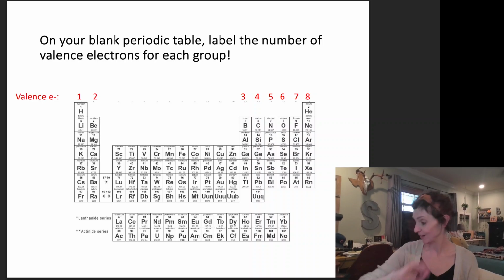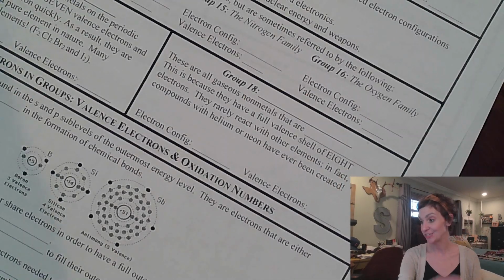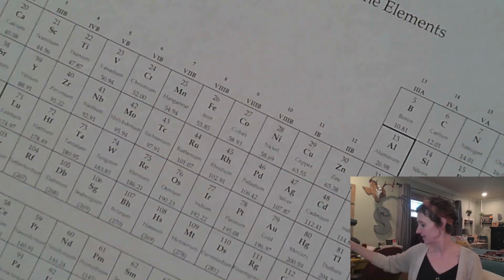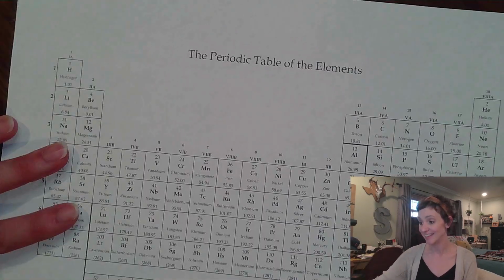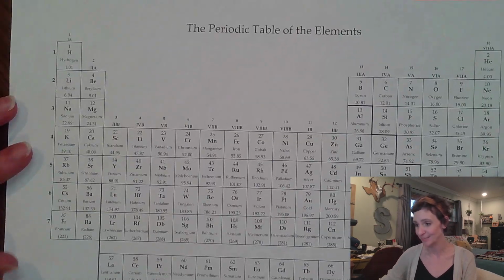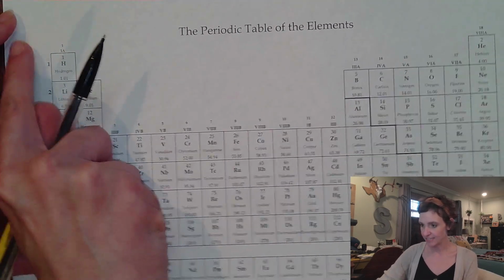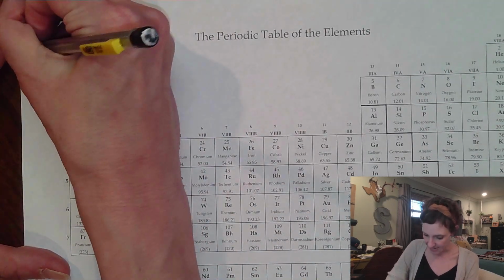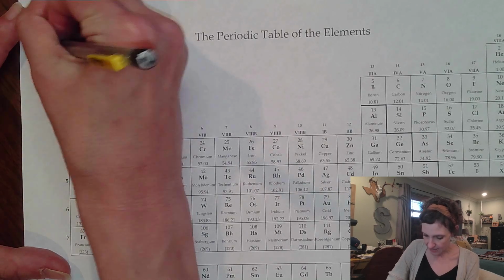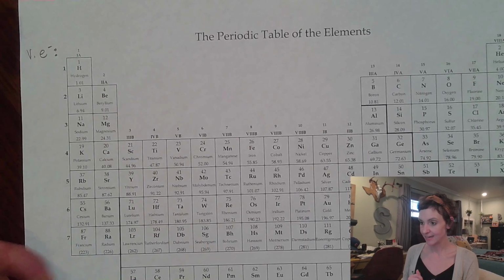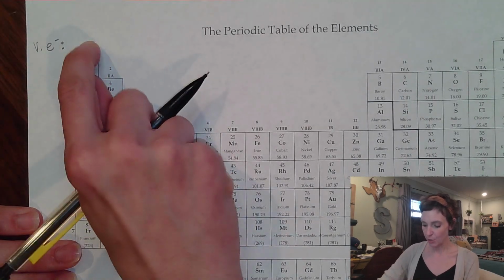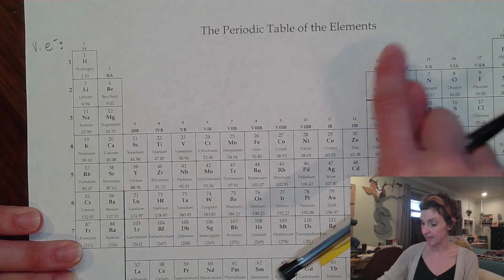So on our blank periodic table, which everybody did get today, we are actually going to label some things first. We're going to label valence electrons, and this will probably be the most important thing you ever label on a periodic table because we'll be looking at this over and over and over again. So over here off to the side, we're going to write a little thingy that says VE. Yes? And then we're going to write the numbers representing the valence electrons.